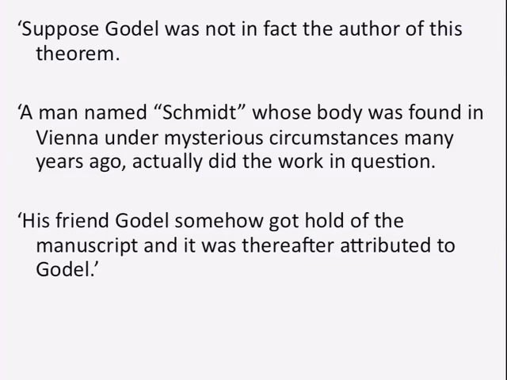And this is Kripke working through the example. Suppose that Gödel was not, in fact, the author of this theorem. A man named Schmidt, whose body was found in Vienna under mysterious circumstances many years ago, actually did the work in question. His friend Gödel somehow got hold of the manuscript, and it was thereafter attributed to Gödel. That could happen, right? No contradiction in it. And then the name Gödel is not referring to the person who matches the description. So the Searle theory is not right.